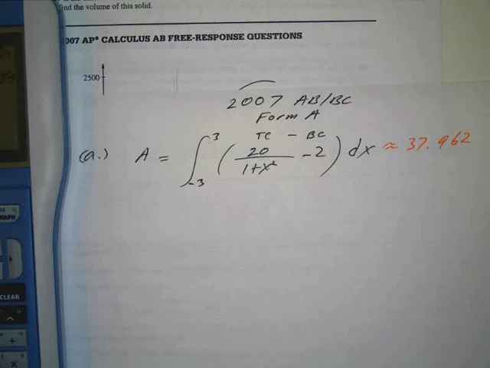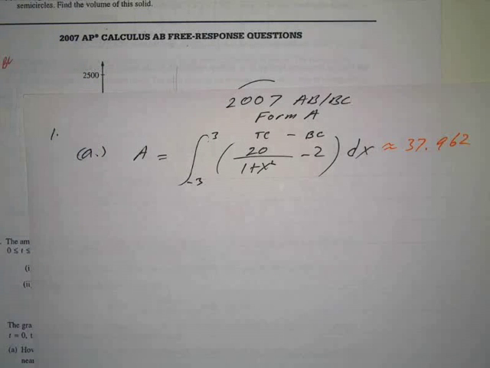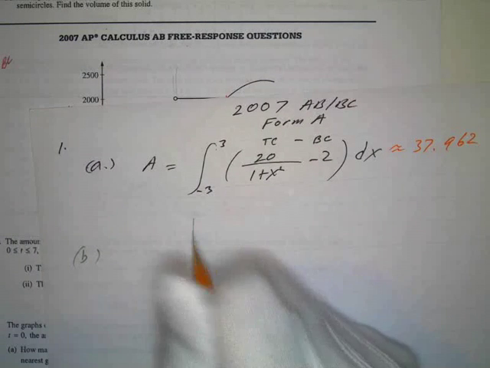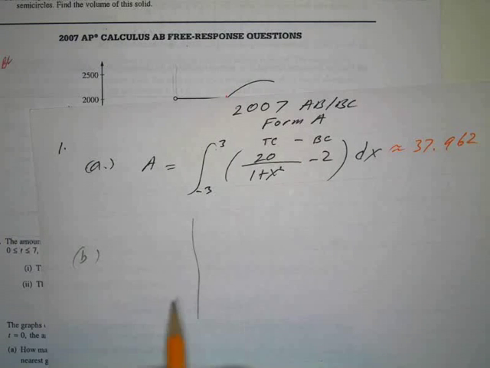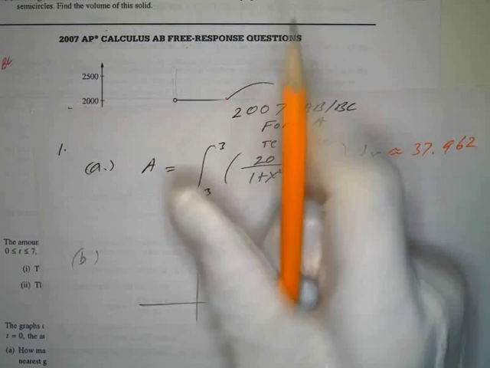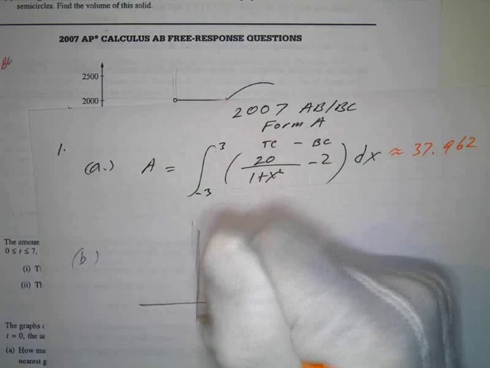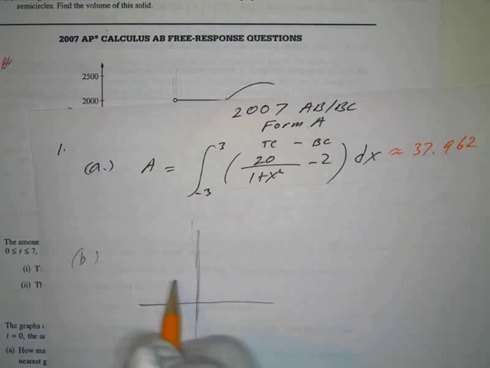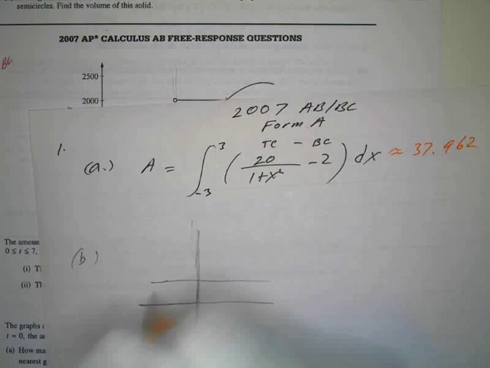Okay, letter B. Find the volume generated when R is rotated around the x-axis. Okay, so I draw a little sketch for this one. So there's my x-axis here. Lousy line. And this is y equals 2, I guess.